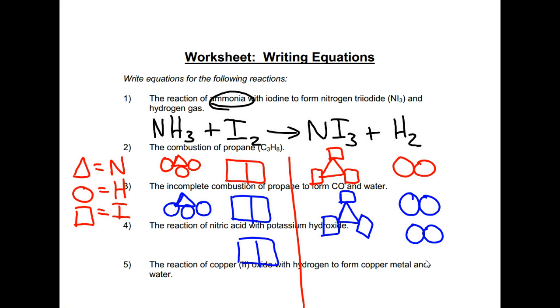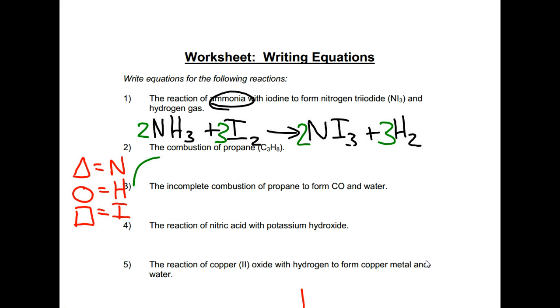And so if I'm looking at these pictures, I need 2 of these for every 3 of these to make 2 of these and 3 of these. And if I want to check my answer, I can go ahead and just line this up. I've got an N, an H, and an I. There's 2 N's on the left side and 2 N's on the right side. There are 6 H's on the left and 6 H's on the right, and 6 I's on the left and 6 I's on the right. And so we have a beautiful balanced reaction.